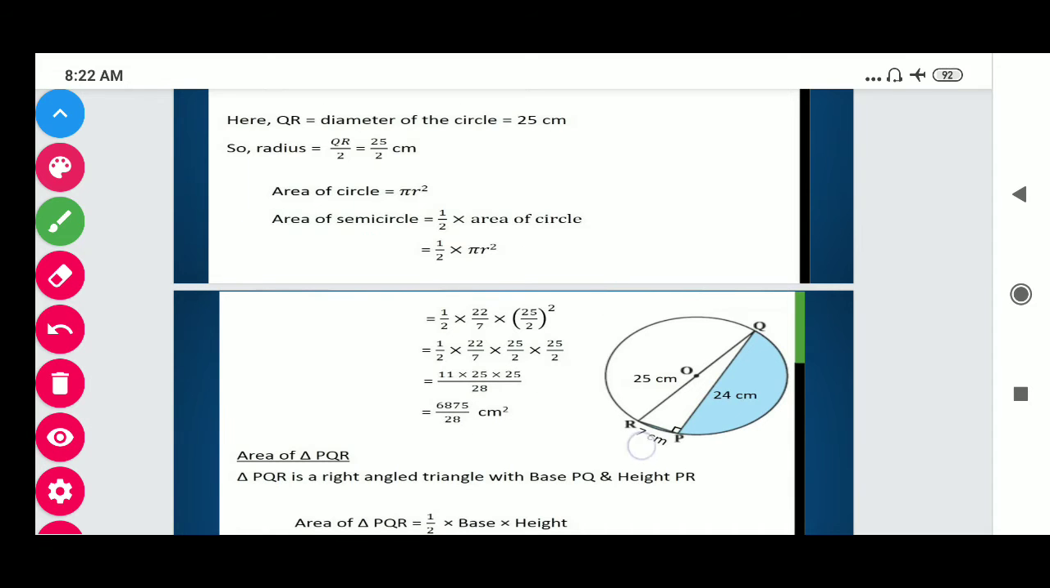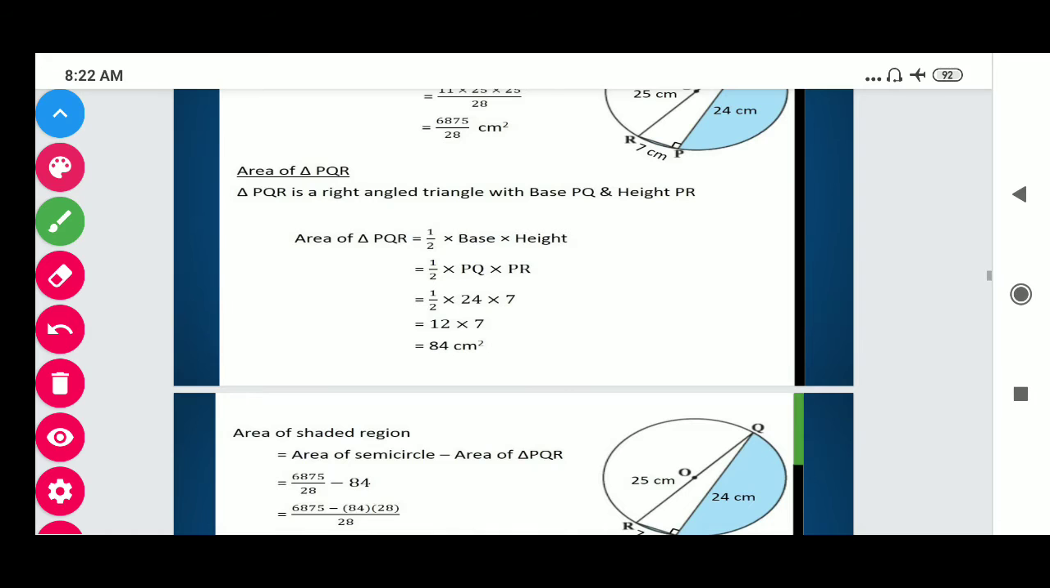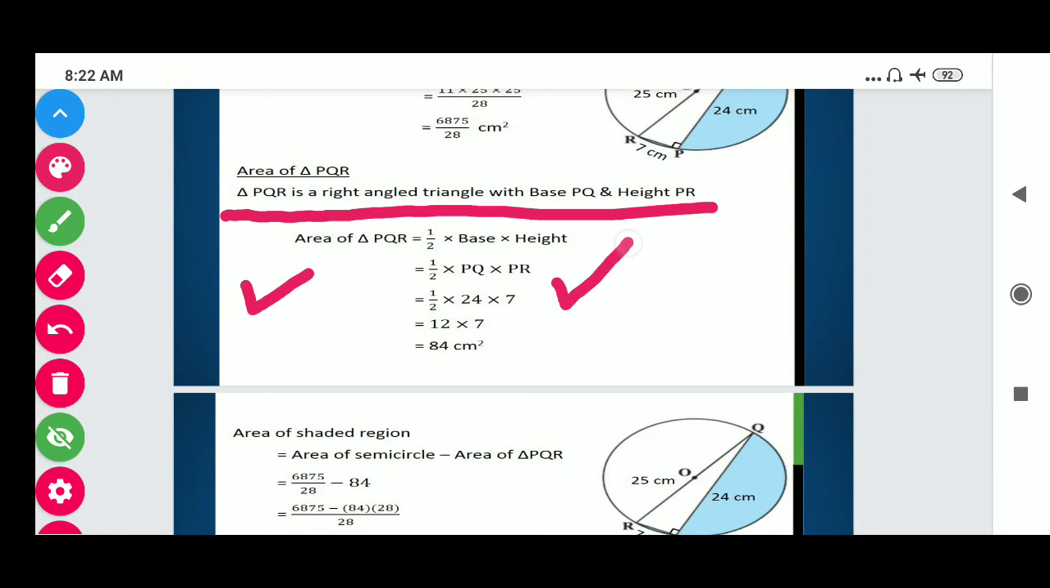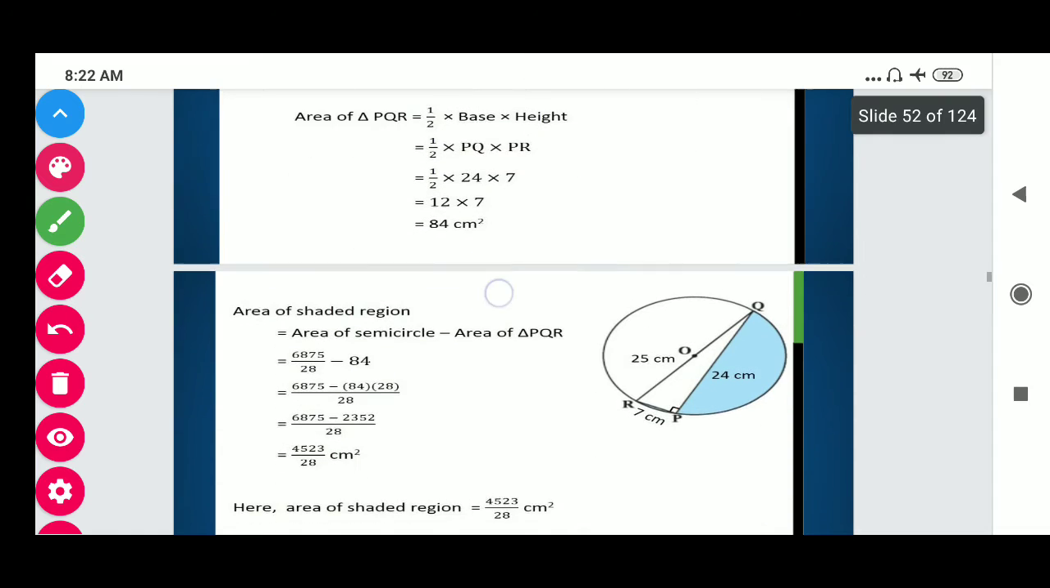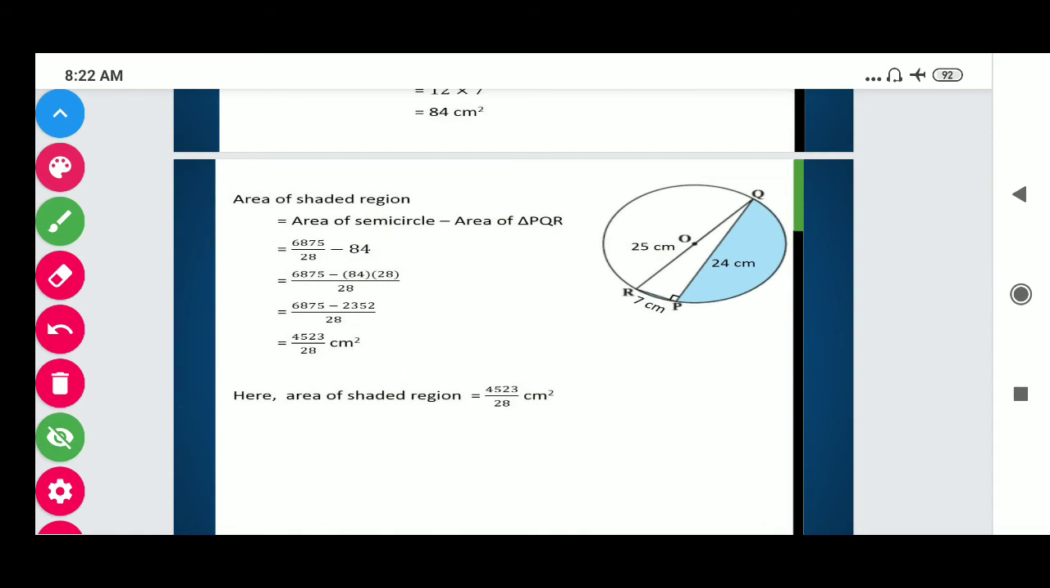Now area of triangle PQR is, triangle PQR is a right angle triangle with base PQ and height PR. So area of triangle PQR will be 1 over 2 base into height, and its base is 24 and height is 7. So on calculating this we get 84 square centimeter. Now area of shaded region will be area of semicircle minus area of triangle PQR.